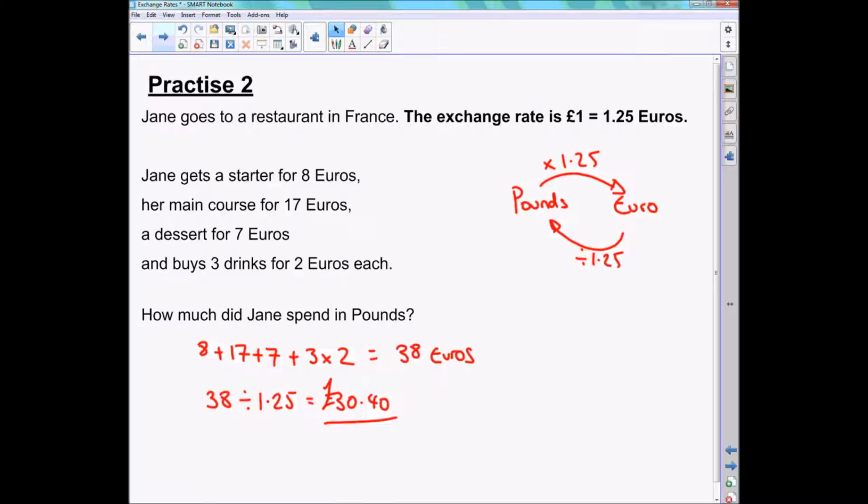So well done if you got that right. Again, there are loads of exam questions that you can have a go at. And every single time, just make sure that you're writing this conversion circle out first. It does make these questions a lot easier and less confusing to do. Okay, good luck.